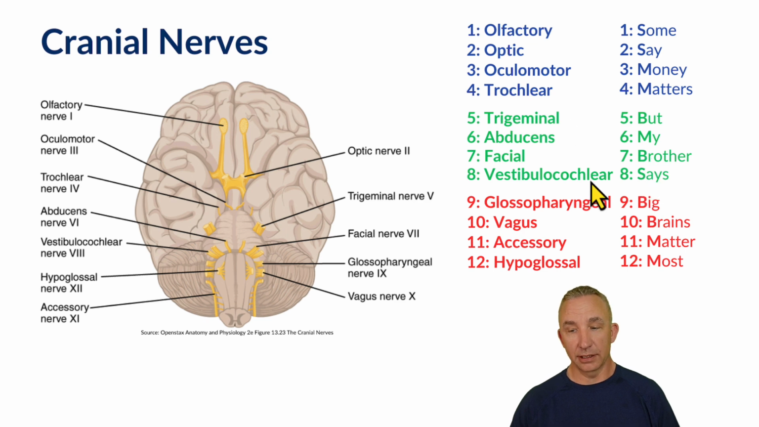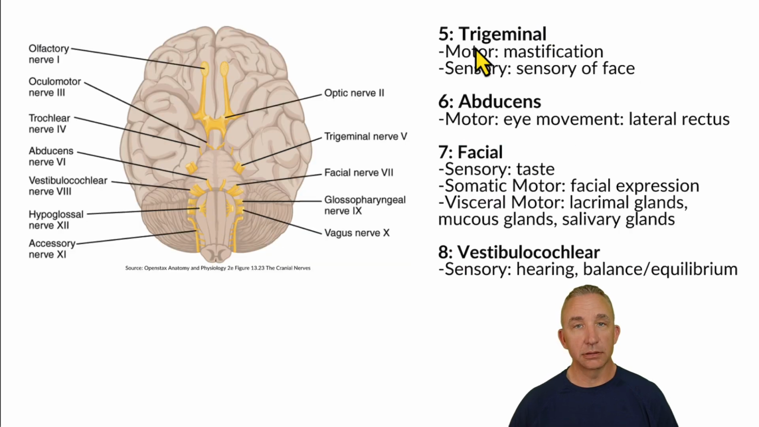BMBS. So let's look at these. Trigeminal is primarily motor. That's mastication, which means chewing. It's innervating the masseter muscle so I can chew and talk. Sensory, some of our basic sensory information of the face. So it's doing both motor and sensory.